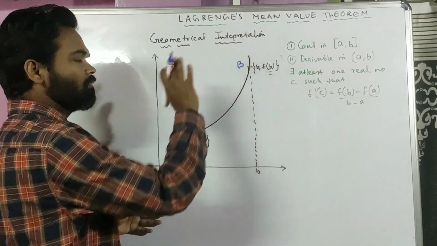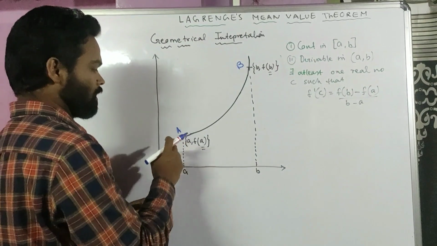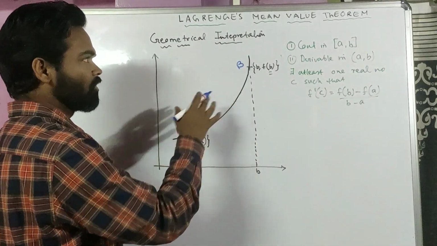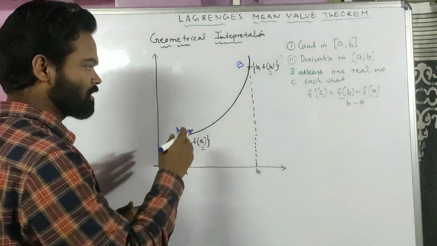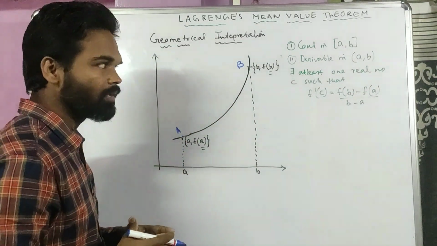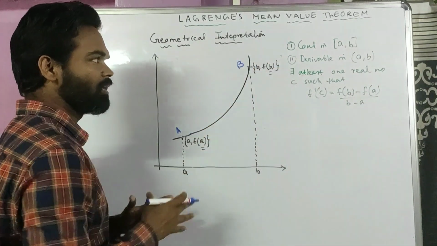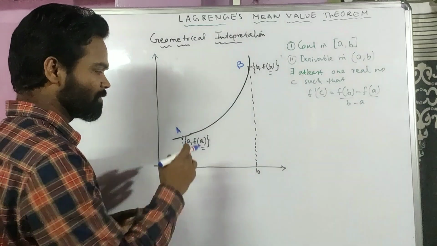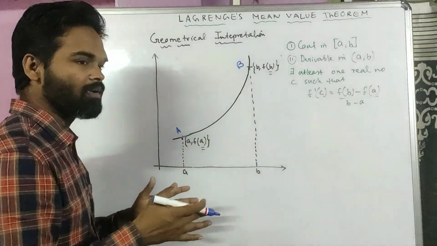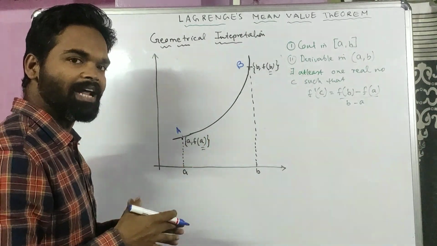Now I've taken a curve, a function fx. Look at the curve. It is continuous in closed interval AB, which means there is no point of discontinuity. Second, it is derivable in open interval AB, which means at each point between AB, we can draw a tangent.